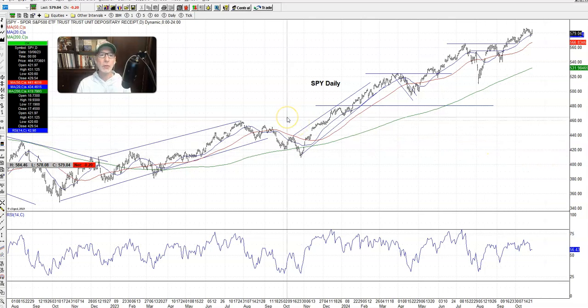So we always want to start with how the overall market is doing as a whole. And the best way to look at that is through looking at the S&P 500. And we use the SPY. Okay, this is the stock symbol, the SPY, which is the exchange traded fund for the S&P 500. It gives you the best overall view of the market as a whole.